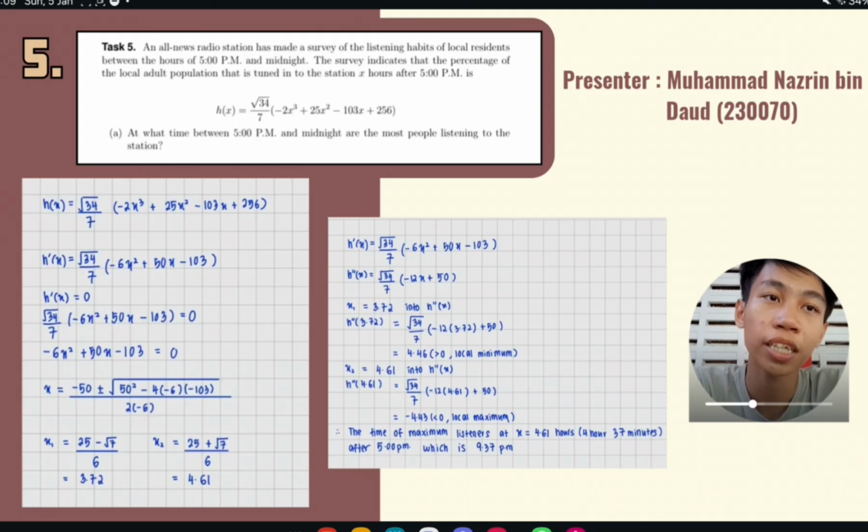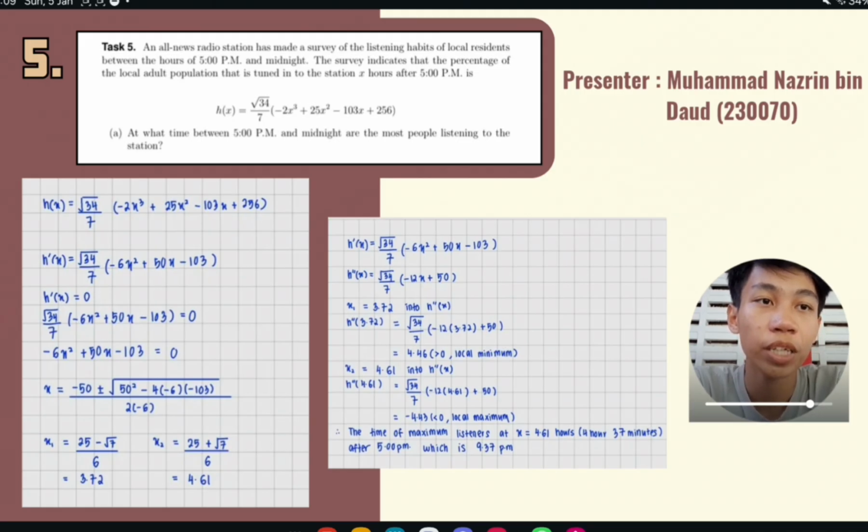So we need to do the second derivative in order to determine which is the local minimum and which is the local maximum. For the second derivative, we get 34 over 7 in bracket negative 12x plus 50. We substitute the x values back into the second derivative. For x equals 3.72, the second derivative value is 4.46, which is more than 0. Therefore, it is a local minimum. For x equals 4.61, we get negative 4.43, which is less than 0. Therefore, it is a local maximum.